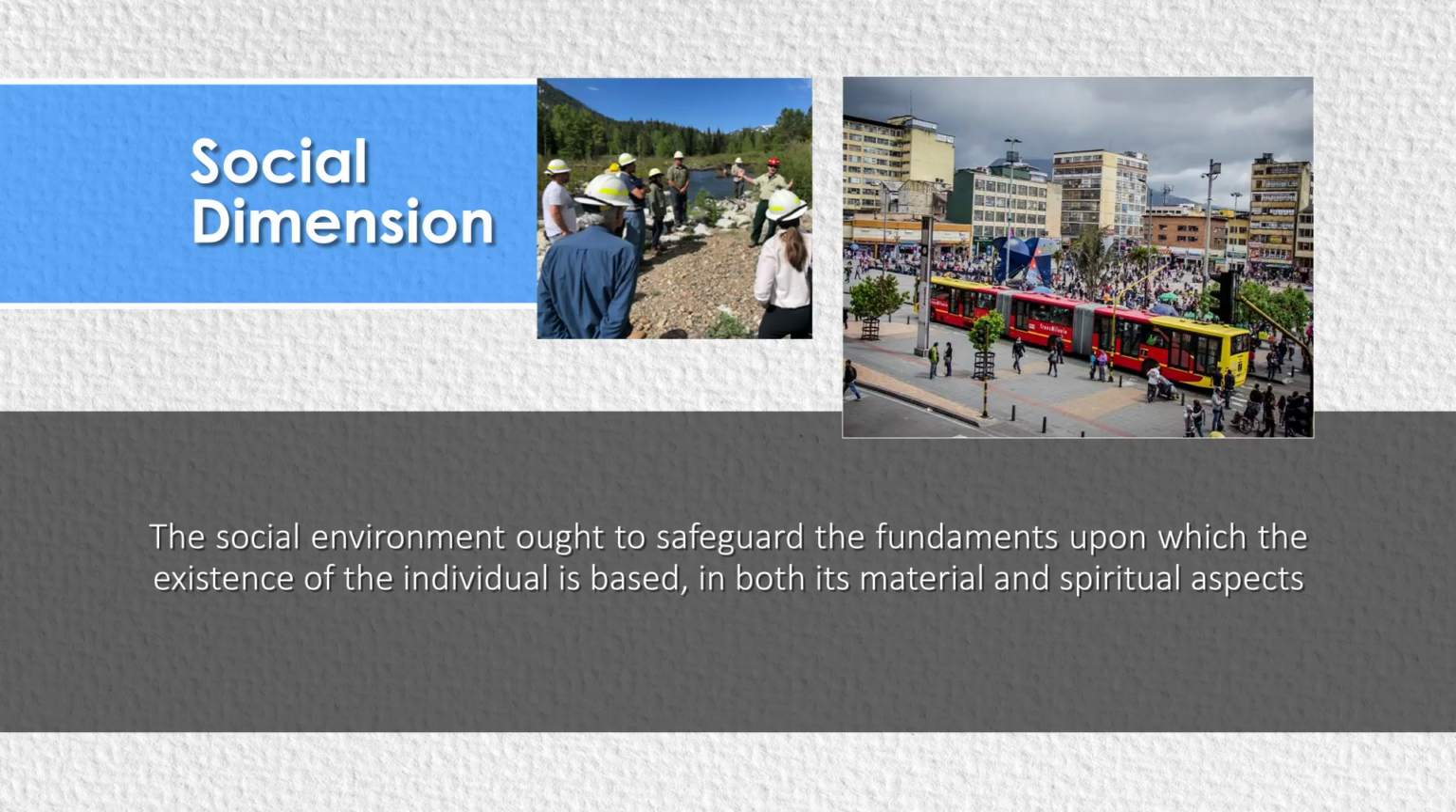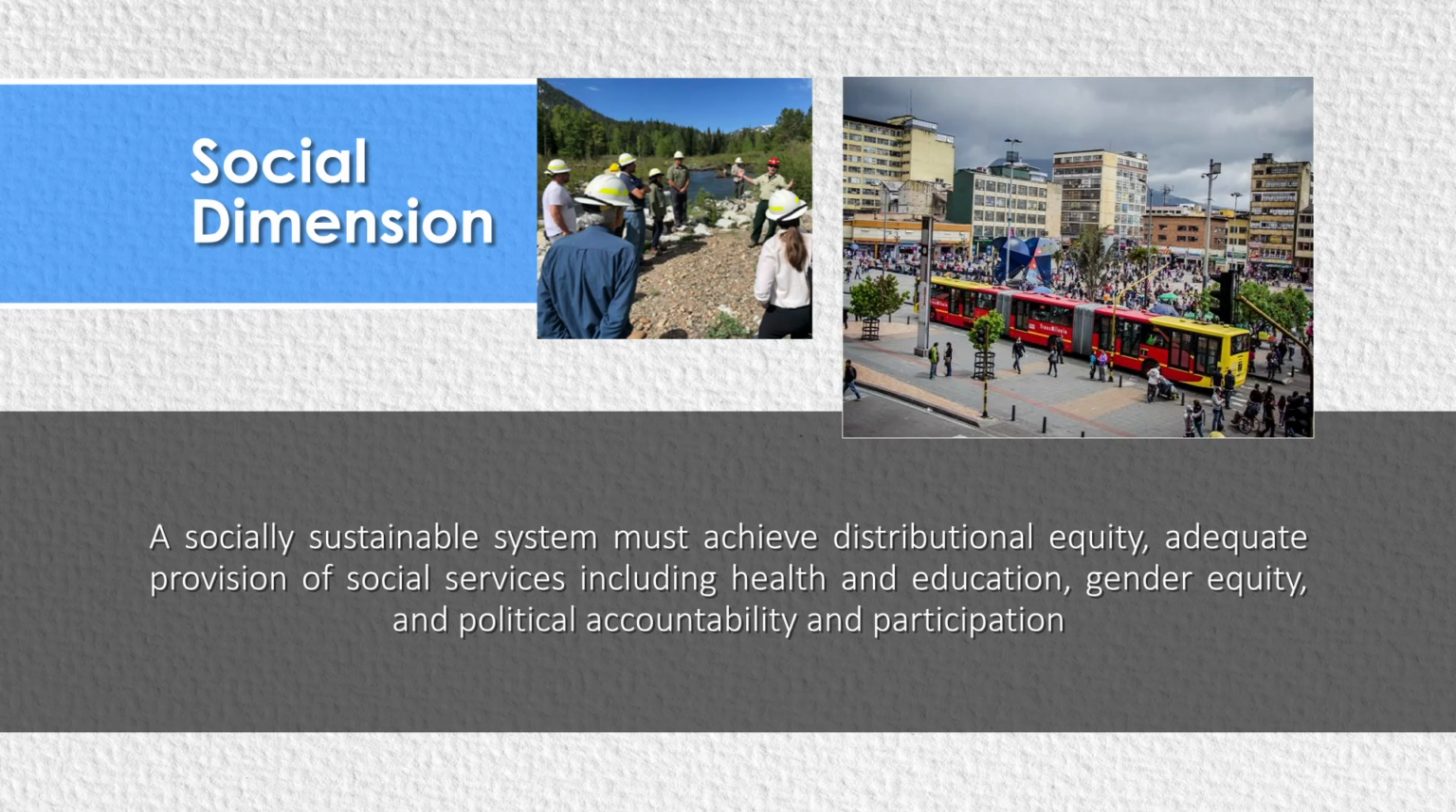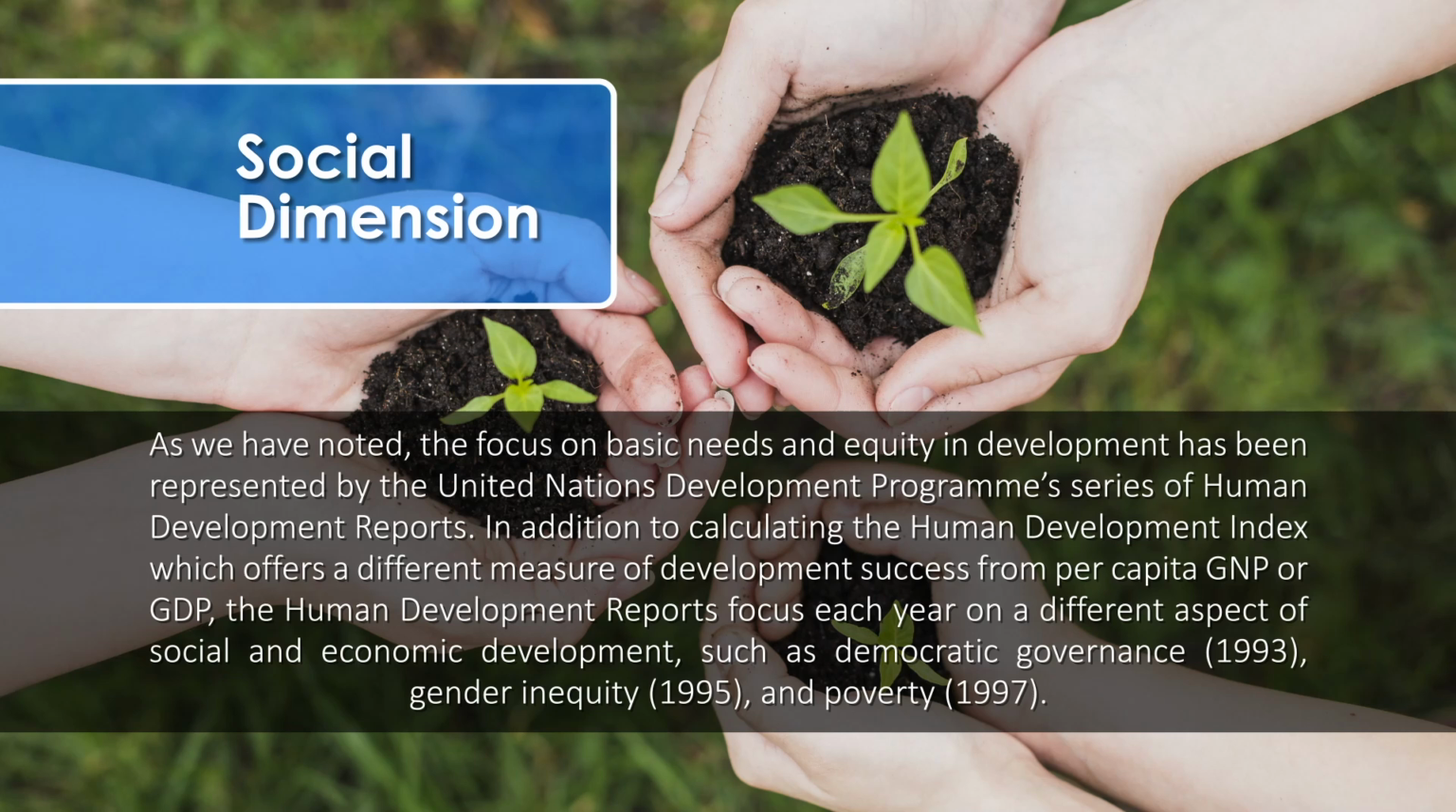So the social environment needs to safeguard the fundamentals upon which the existence of an individual is based, in both its material and spiritual aspects. So when we talk about the social dimension, social services like health, education, gender, and other accountability are part of it. To bring this equity, the issues of equity and equality, we need to understand basic needs, a focus on basic needs, and equity in development. And that is well represented in the United Nations Development Program series of human development reports.